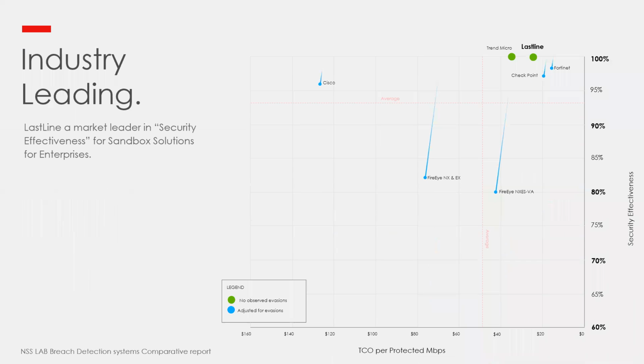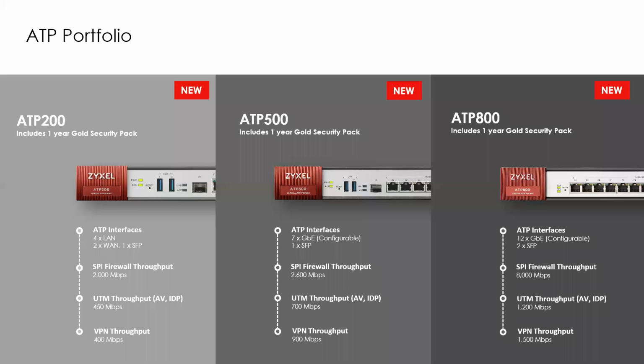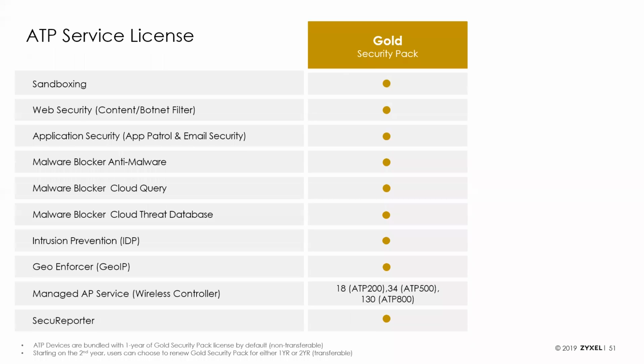Skipping through these slides here, I don't think we need to spend a lot of time talking about them. So again, when we're looking at the different models of ATP, the primary difference is the number and type of ports and the throughput that they can support. ATP services licenses are done on an annual license. We sell what's called a gold security pack, which gets you the sandboxing, that cloud-based artificial intelligence, web security, application security, malware blocker, et cetera. Those are sold as an annual license, and every ATP you buy includes 1 year out of the box.